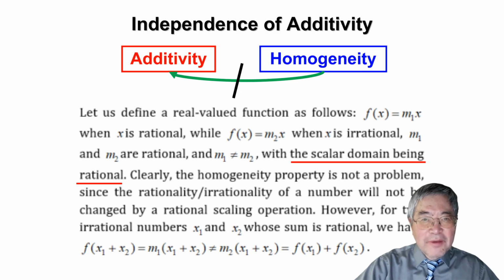Specifically, we have f of x1 plus x2 equals m1 times the sum x1 plus x2. But f of x1 plus f of x2 equals m2 times x1 plus m2 times x2. And since m1 is not equal to m2, these two expressions are not equal. This example demonstrates clearly that homogeneity doesn't guarantee additivity. Both properties are essential and independent when defining a linear system in a general case. That is, both the properties are indeed needed.